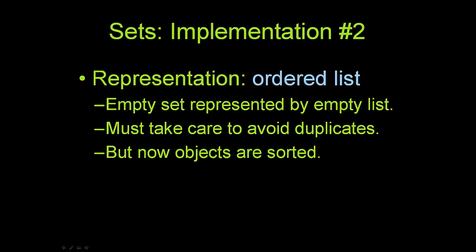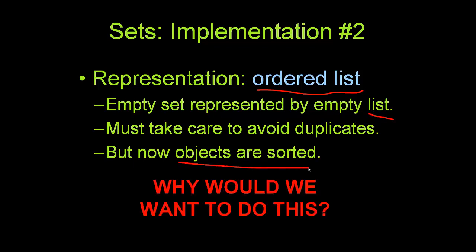Just for kicks. All right, now let's look at an alternative implementation for sets. This is called the ordered list implementation. Essentially, we still use a list to represent a set, but now we store the objects in some way that is sorted. Now, the first question is why would you want to do this? The previous representation using the non-ordered list seems to work, so why do we bother?